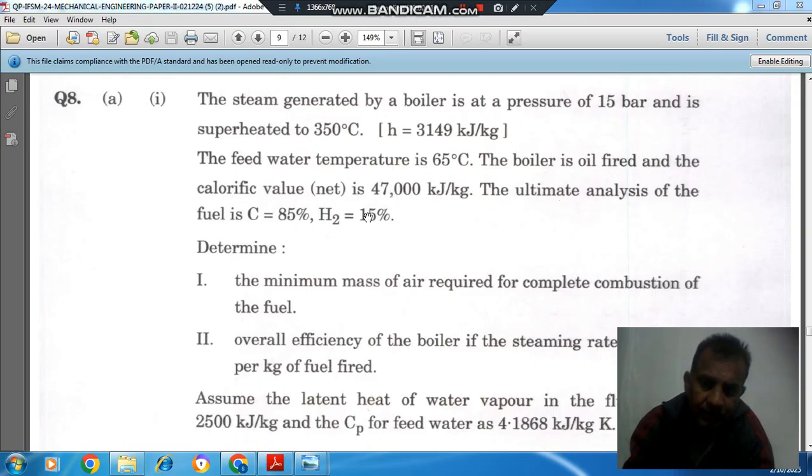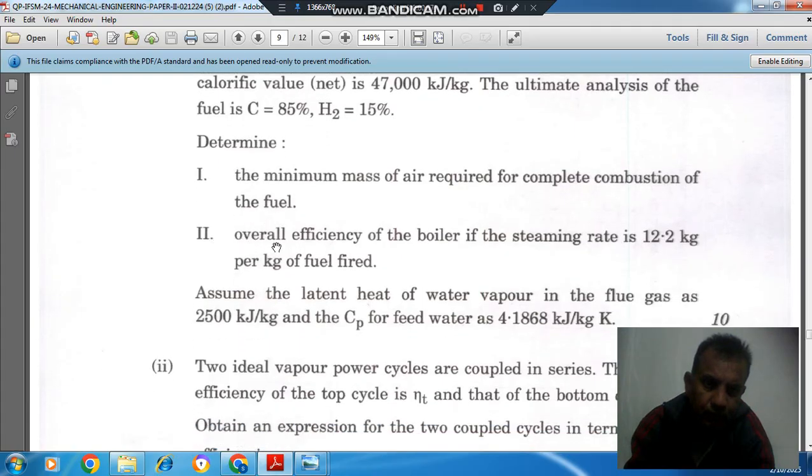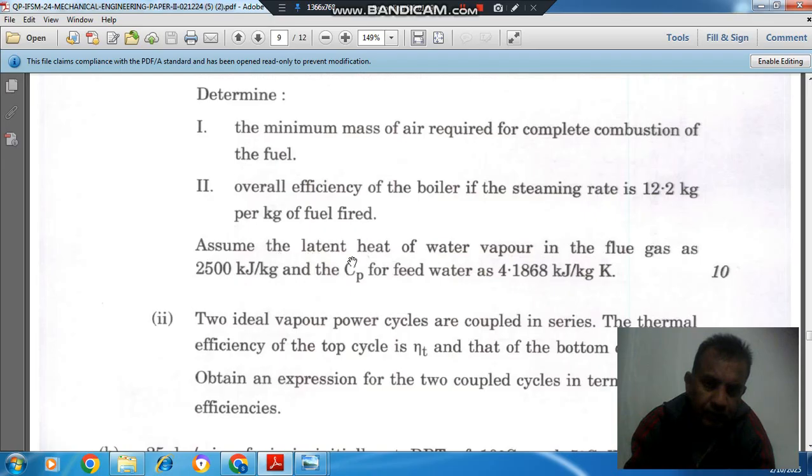Determine 1. The minimum mass of air required for complete combustion of fuel. 2. Overall efficiency of the boiler if the steaming rate is 12.2 kg per kilogram of fuel fired. Assume the latent heat of water vapor in the flue gas as 2500 kilojoule per kilogram and Cp for feed water as 4.1868 kilojoule per kilogram per degree Kelvin.